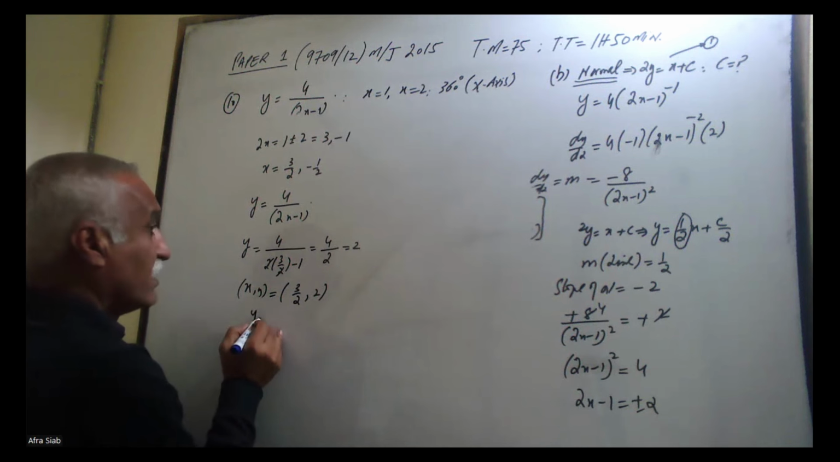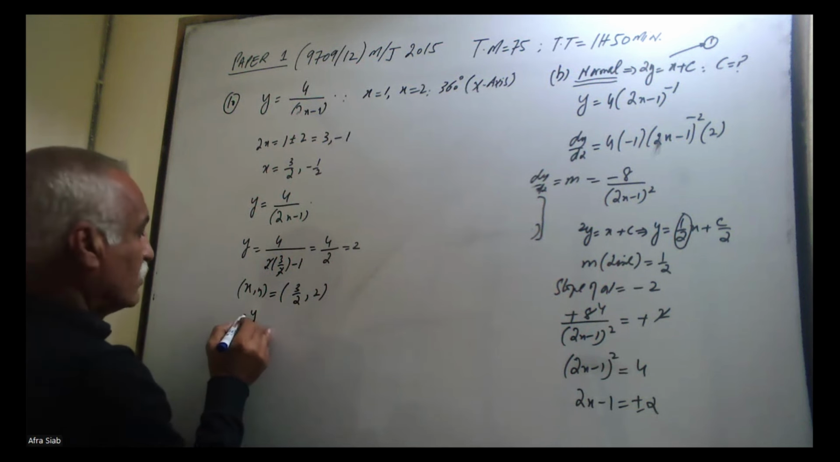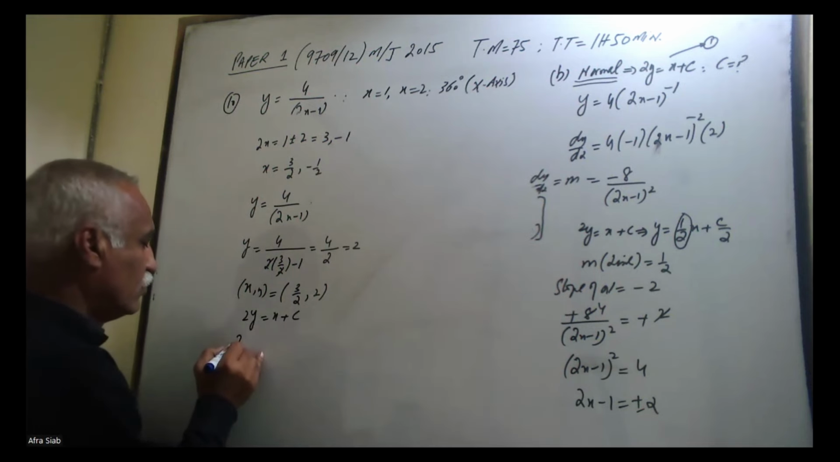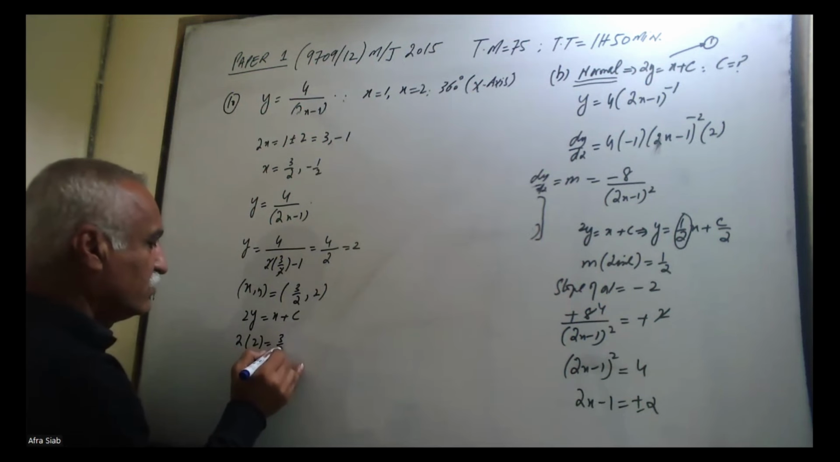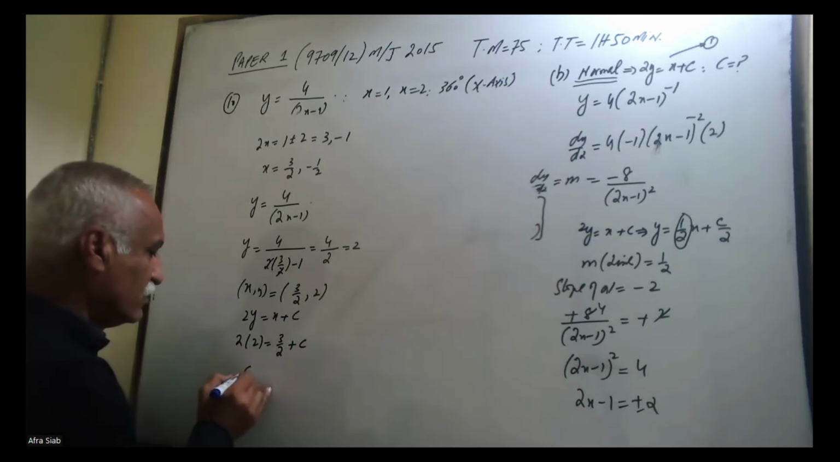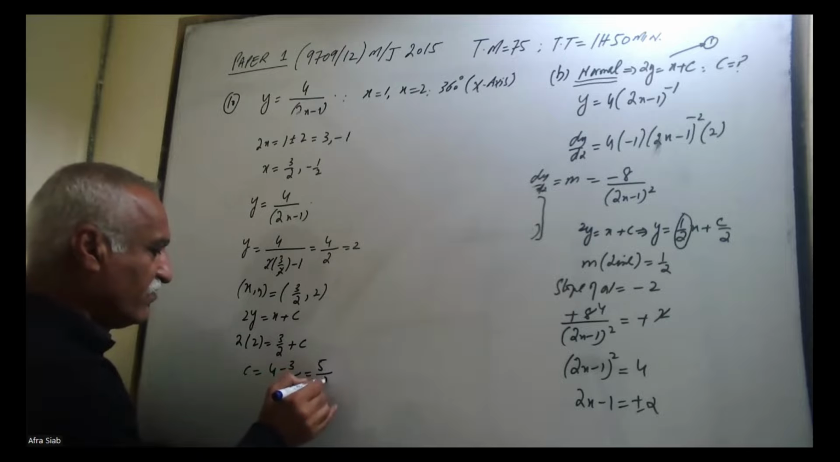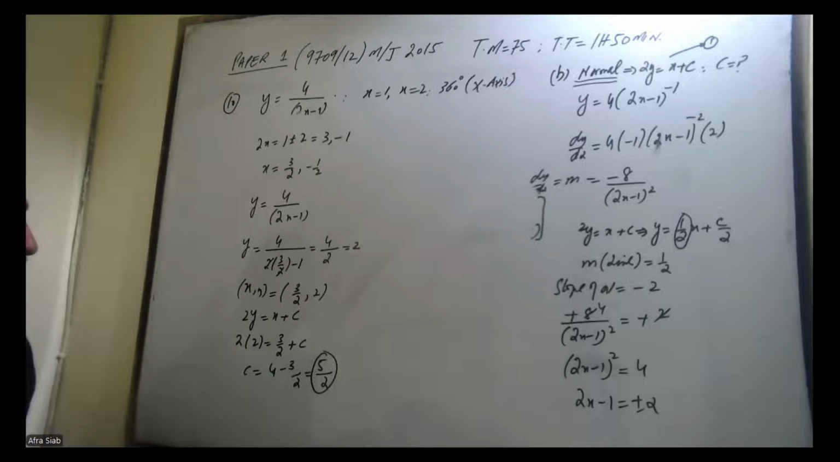So y equal to 2y equal to x plus c. So 2y value is 2 into 2 equal to x value 3 by 2 plus c. So c value is equal to 4 minus 3 by 2, or 8 minus 3, 5 over 2. So one possible value of c there is 5 over 2.